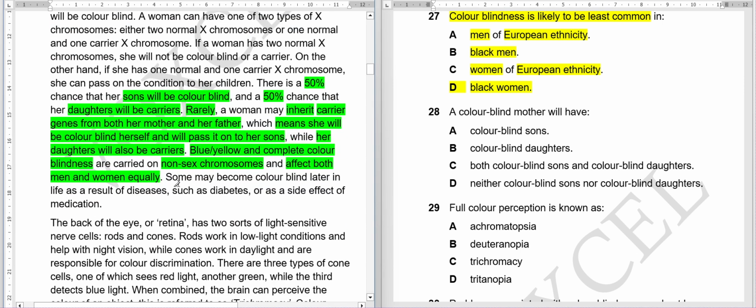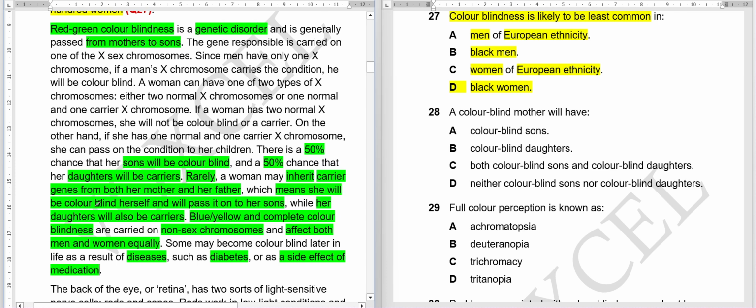Clear? Some may become colorblind later in life as a result of diseases such as diabetes or as a side effect of medication. Some unlucky people may get color blindness later in life because of some disease like diabetes, or if they are too unlucky, because of a side effect of some medication. I hope the paragraph is clear. So I will just sum up the information again.